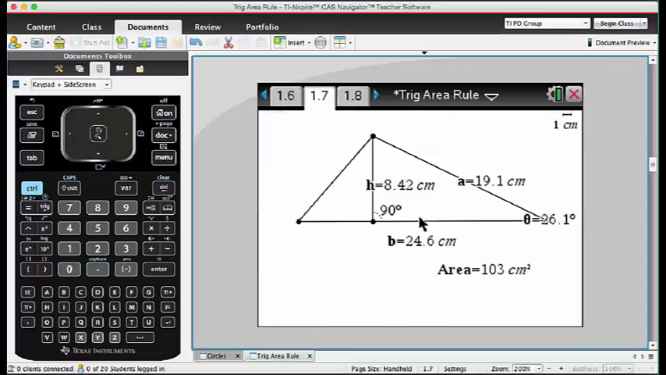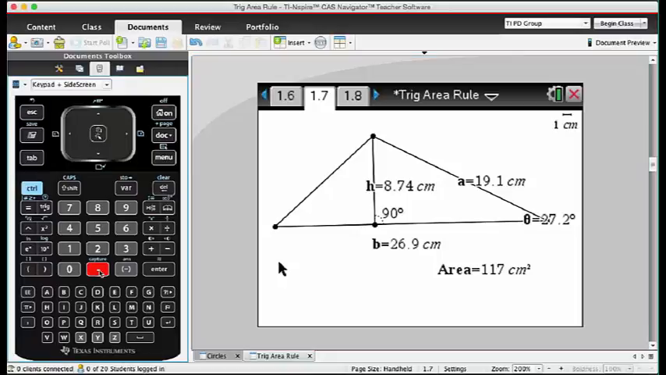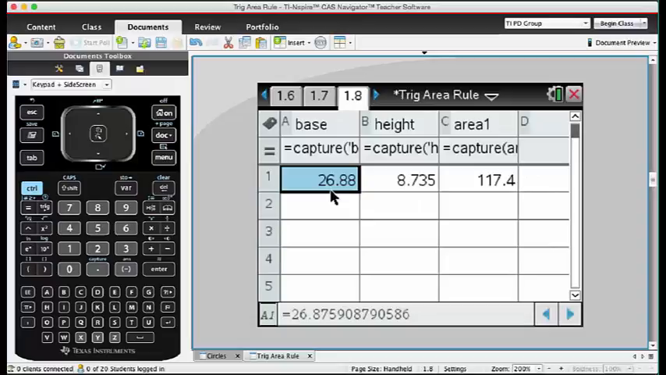So going back to 1.7, I might just move this triangle around a little bit by grabbing one of the vertices. Then I'm going to press control and full stop, and you'll notice above the full stop key, there's the word capture. What that's done is capture that live screen. So if we go back into 1.8, you'll now find that it's got the base, the height, and the area. And it's recorded that information based on a half base times height.